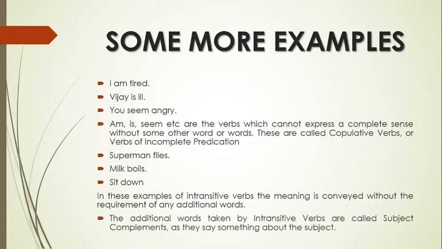The additional words taken by verbs like tired, ill, angry, such words are called subject complements as they say something about the subject. Tired talks about the condition of the subject I. Ill says something about Vijay's condition. And angry says something about you. So all these words are called subject complements.